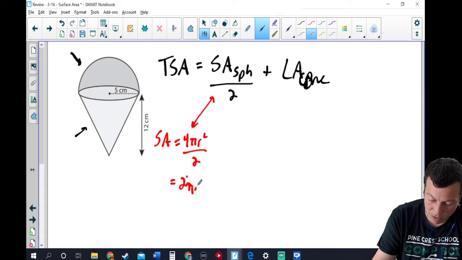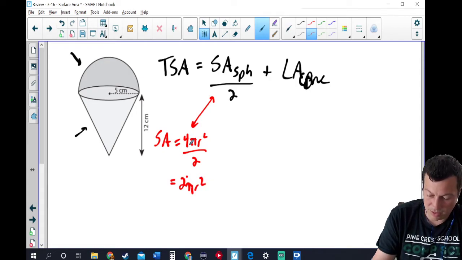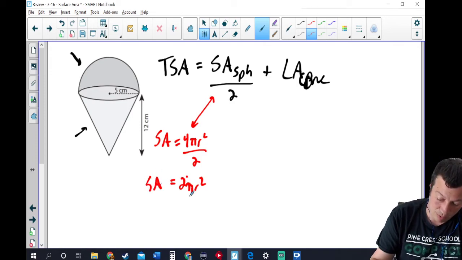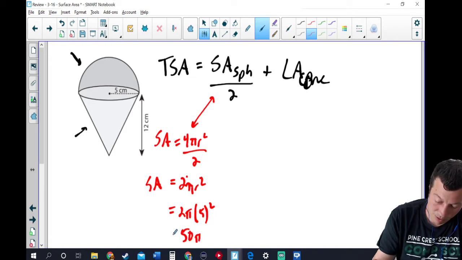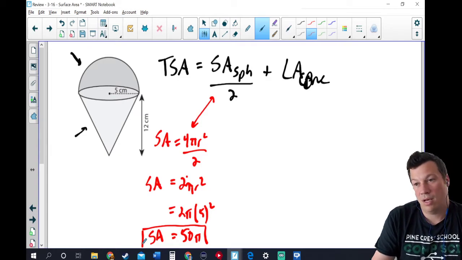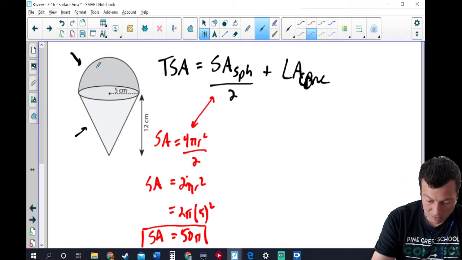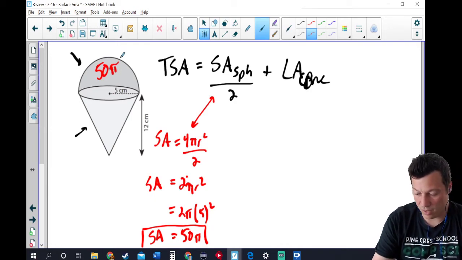Oops, pi r squared. Right, because 4 divided by 2, so that's pretty nice. So all I need to do is find the radius. They give me the radius, so I'm just going to plug that in, and it's 2 times pi times the radius, which is 5 squared. 5 squared is 25 times 2, so we get 50 pi for the surface area of this top part. So this top part right here is 50 pi. I made sure I cut it in half, all that good stuff.